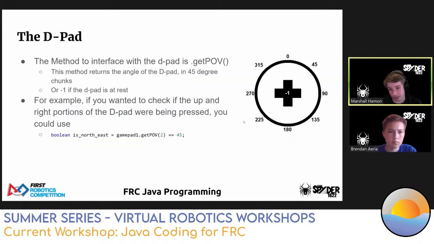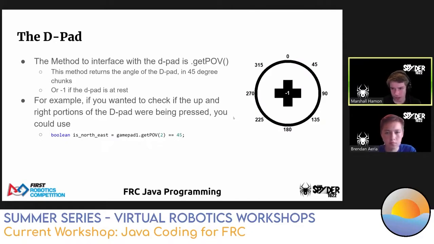The D-pad is a little bit different. You have a single method that controls its output, or lets you read its output, and that is the .getPOV method. This method returns the angle that the D-pad is facing in 45-degree chunks, and if the D-pad is not pressed at all, it returns -1. So, for example, if you wanted to check if the D-pad was pressing the front one and nothing else, you would check if gamepad1.getPOV == 0. If you wanted to check if it's going full reverse, gamepad1.getPOV == 180.